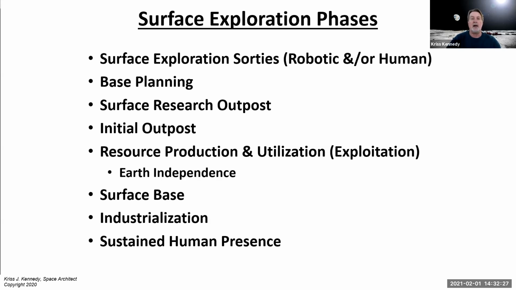Once you've really established that and become Earth independent, now you're in that industrialization phase where you can produce products and services for additional people or different capabilities on the moon or in low Earth orbit or low lunar orbit. And then eventually you're going to have a sustained human presence, much like we've attained on space station, where we have sustained human presence, we've been living there for 20-plus years.